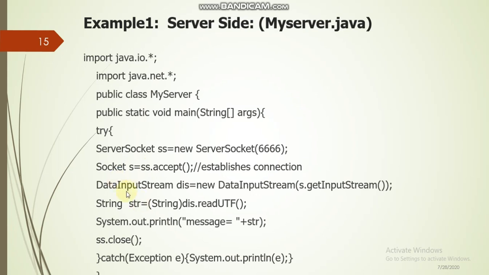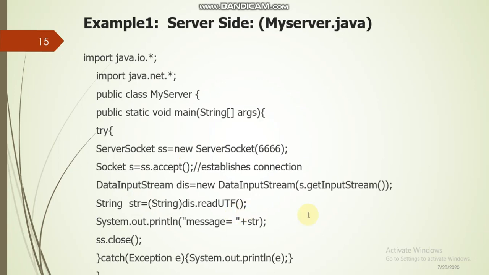Now we need the server to only accept. That's where we said DataInputStream. It will accept, but it will read in UTF format. The message is the message provided by the client. That's why we are saying System.out.println. The message is str, the variable we have declared here.